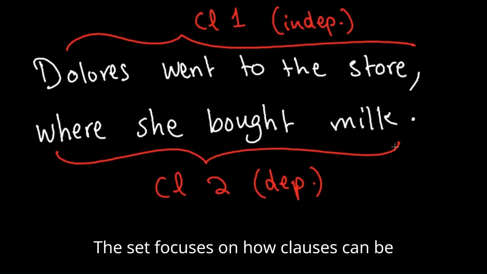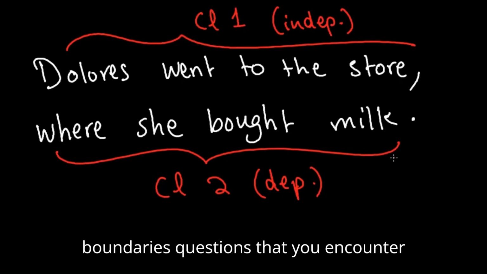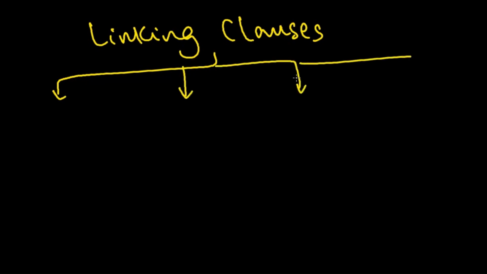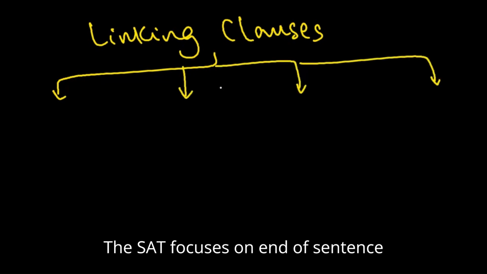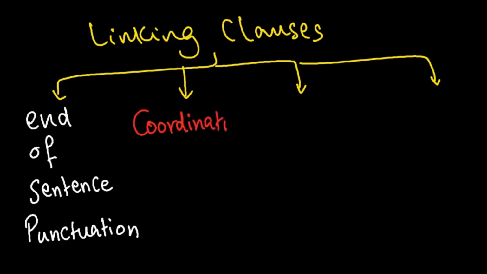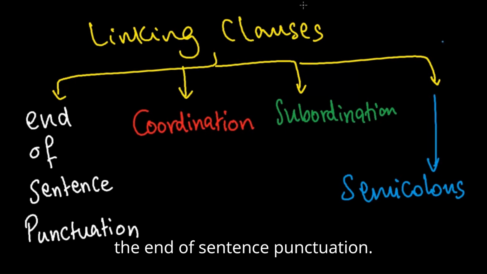The SAT focuses on how clauses can be linked together or kept apart, and these conventions may be tested in boundaries questions that you encounter on test day. Now, there are several ways to link clauses. Actually, we're going to talk about 4 ways to link clauses. The SAT focuses on end of sentence punctuation, coordination, subordination, and the last one, using semicolons. Let's look at each in turn and start with the end of sentence punctuation.